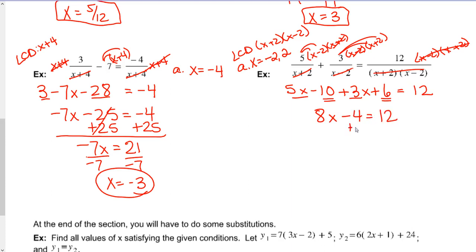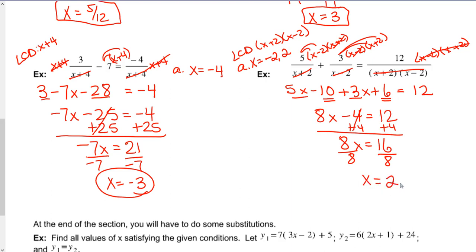Therefore, I'm going to add 4 and add 4, and I'm left with 8x equals 16. And that's going to leave us, by dividing by 8 on both sides, x equals 2 as my final answer.